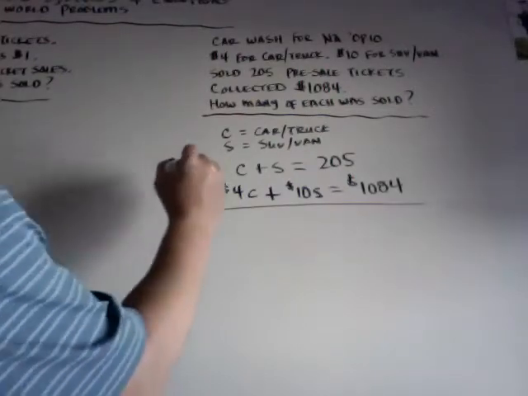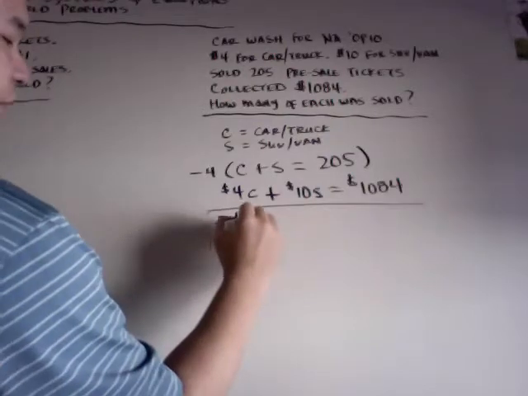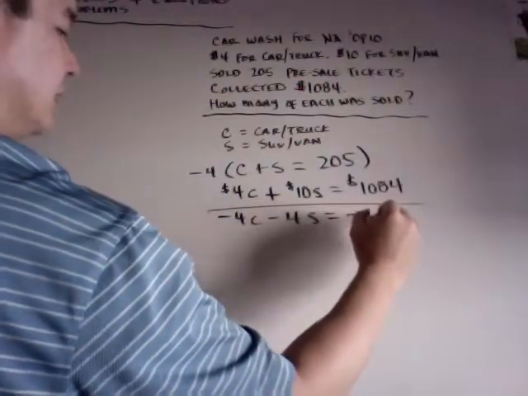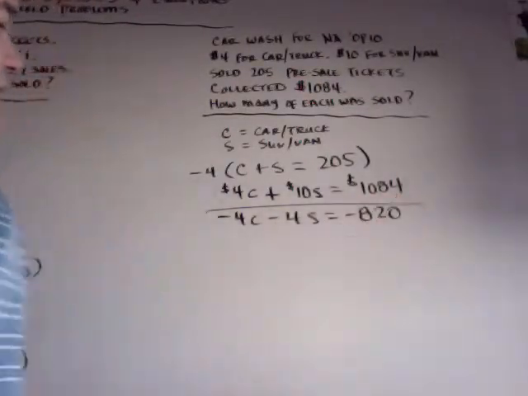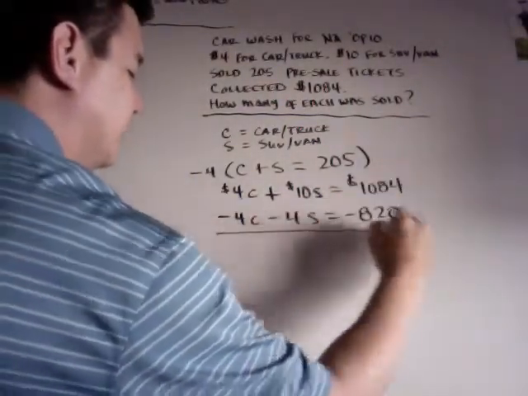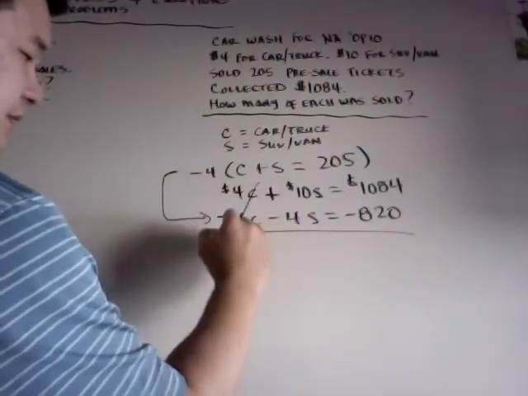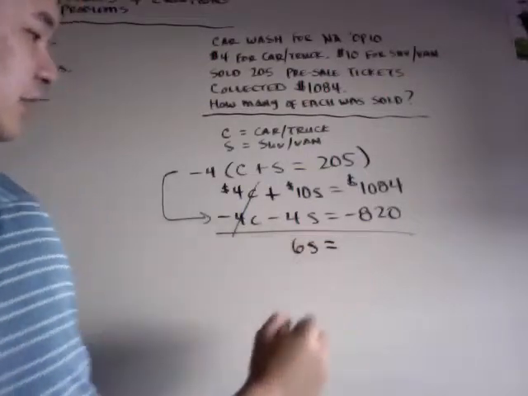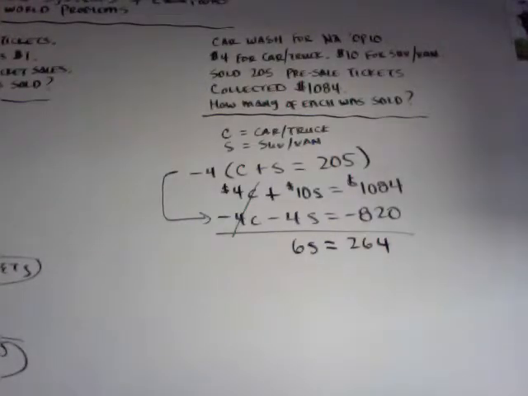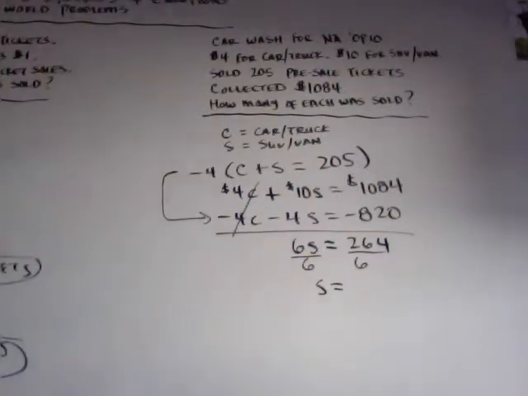Actually, I'll do one for you. I'm going to multiply by negative 4 to get rid of my C's. So I'm going to get negative 4C minus 4S is equal to negative 820. Okay, and now I have my two equations here. So this one became this one. And I'm going to eliminate, and I'm going to get 6S is equal to 264. And you need to divide by 6. Divide by 6, and S is equal to, and I'm going to let you do the rest.